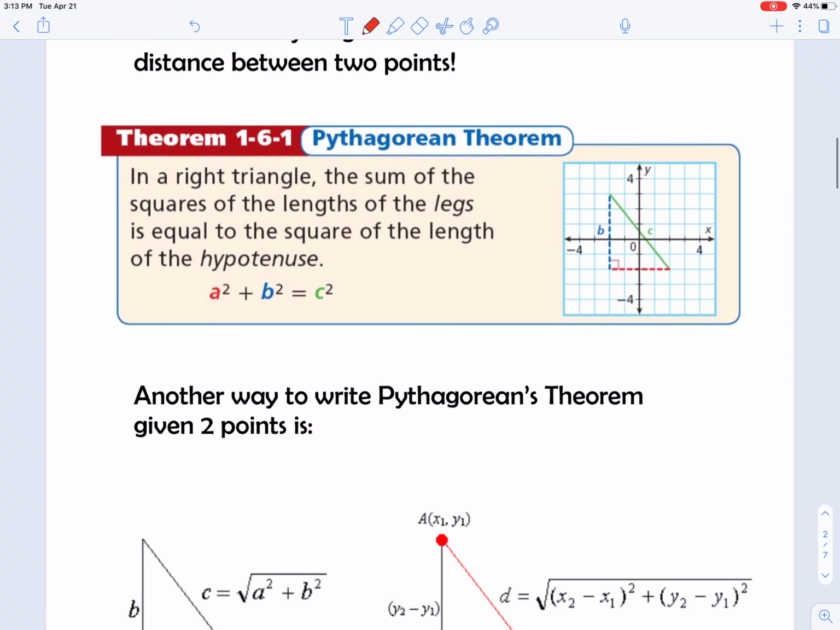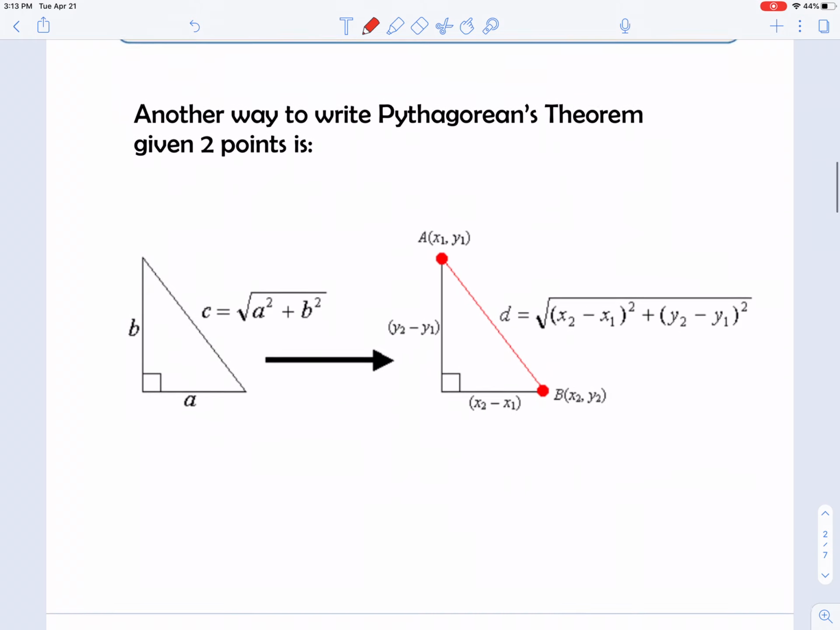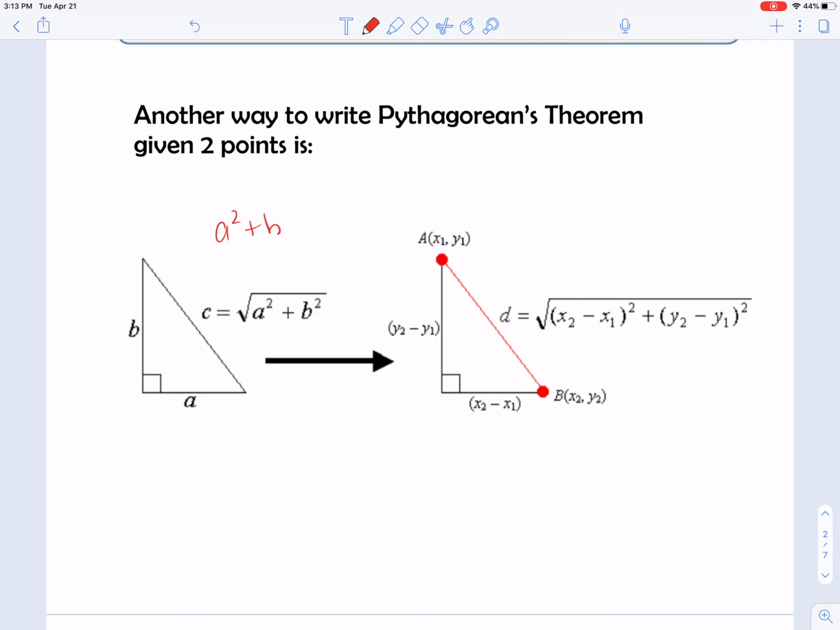However, Pythagorean theorem could be rewritten to find the hypotenuse, and I showed you this earlier in the year. Instead of doing a squared plus b squared equals c squared and solving for c, if you solve the equation for c, you could just take the square root of the sum of the squares of the 2 legs.